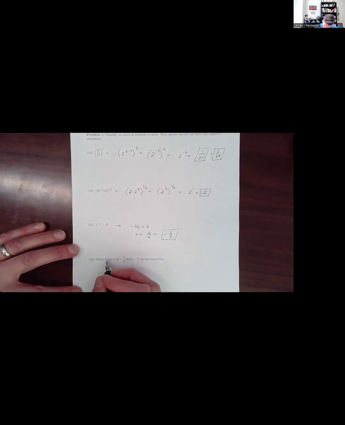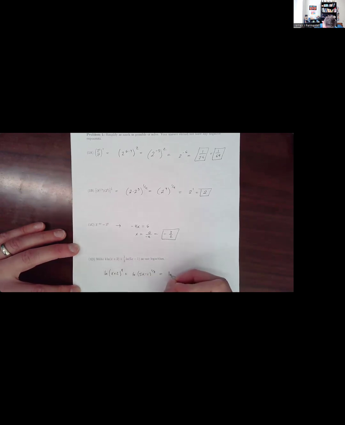Write the natural log of x plus 2 plus 1/3 natural log of 5x minus 1 as one logarithm. So when you have logarithms added or subtracted together, typically we want to make each of their coefficients positive 1. So I'm going to rewrite this as the natural log of x plus 2 to the 4th plus the natural log of 5x minus 1 to the 1/3. And then since they're added together, I can write that as the natural log of the product, x plus 2 to the 4th times 5x minus 1 to the 1/3, or you can write it as the cube root of 5x minus 1. Either way is technically considered correct.